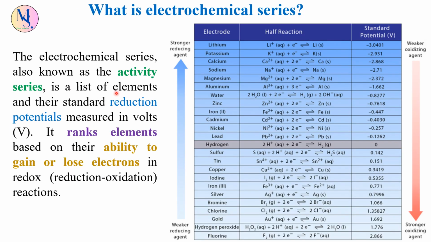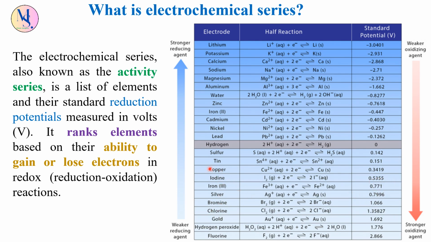Let's discuss the electrochemical series. The electrochemical series, also known as activity series, is a list of elements and their standard reduction potential measured in volts. This series ranks the elements on the basis of their ability to gain or lose the electrons. You can see the elements on the top of this series, they have negative reduction potential, while the elements at the end of series have the positive reduction potential.